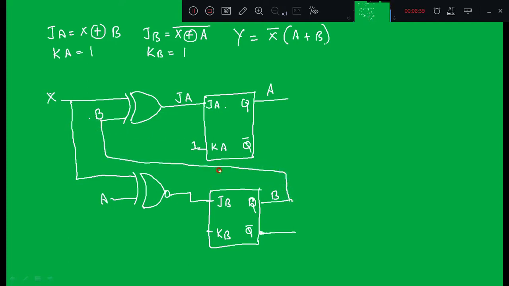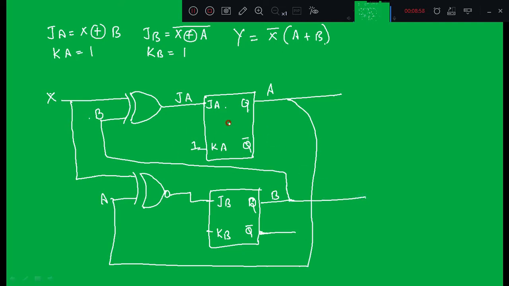Okay, see, due to this feedback, this is called the memory block. Next, this A I can connect to this A, right? Next, what is the expression? KA is 1, KB is also equal to 1, right? Now Y is X bar. How to obtain X bar? Use a NOT gate. This output is X bar.